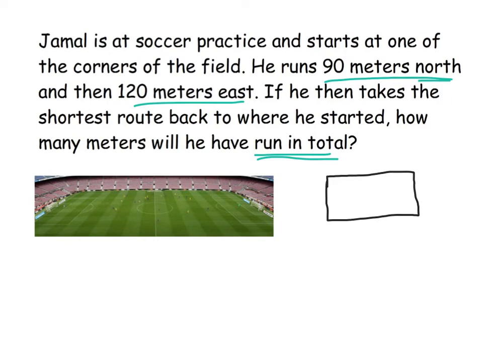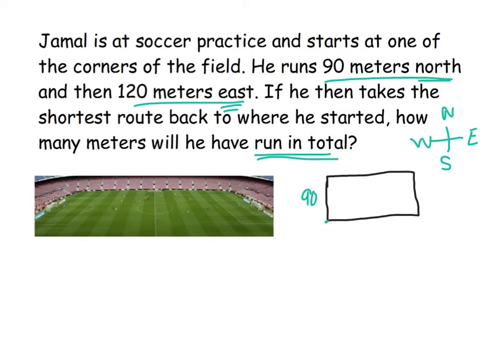The first thing he did was run north. So that means I'm going up and down. And then he runs east. East means to the right. So remember, it's north, south, east, and west. So this 90 is going to be here.